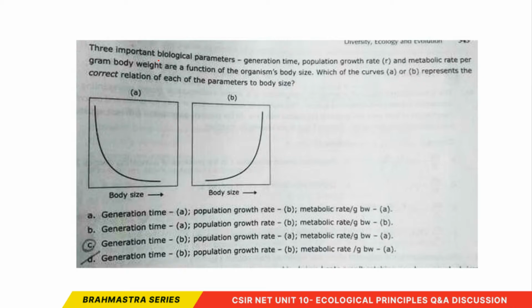So they are saying three important biological parameters: generation time. Time is how frequently you are reproducing, or you're generating your population, increasing the population. Population growth rate and the metabolic rate per gram body weight are functions of the organism's body size. Which of the curves represents the correct relationship of each of the parameters to body size? Okay, this is something actually connected to your Environment, Unit 10, Part A also.